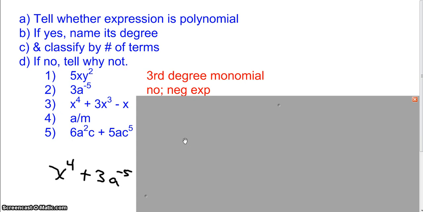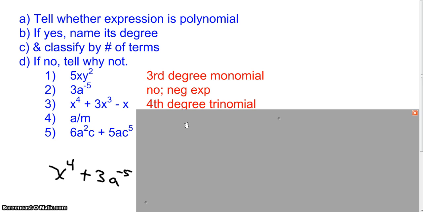What's the degree? 8. No. 4. Good job. Why is it 4, Jack? Because the highest degree term is 4, right? And what would the leading coefficient be? 1. The leading coefficient out here, 1. Good. And classify by number of terms. 1, 2, 3. Now, this is a 4th degree, and it has 3 terms. So is it a, good job, trinomial. 4th degree trinomial.